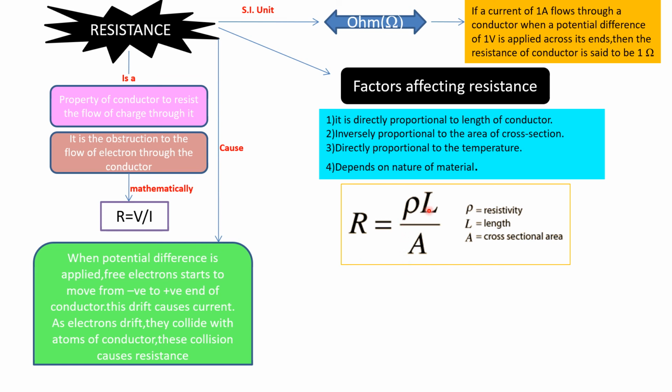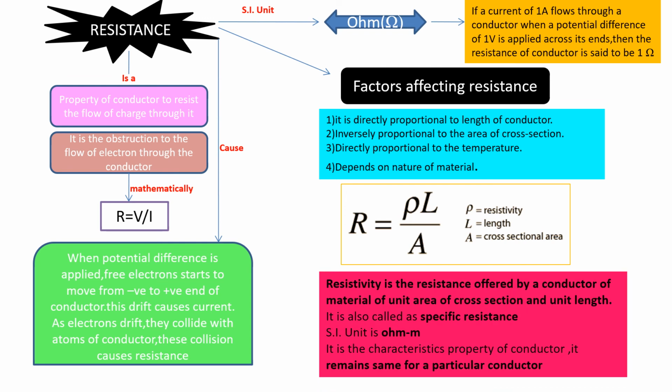Rho is resistivity, L is length, and A is area of cross section. Okay, and this is the resistance. This is the formula, learn it by heart. This is very important. Okay, now how would we define resistivity? So see, to define this resistivity, what we are going to do, length and area ko we are going to substitute 1 so this resistivity would be equal to resistance. So how will define resistivity? Resistivity is the resistance offered by the conductor of material of unit area of cross section and unit length.